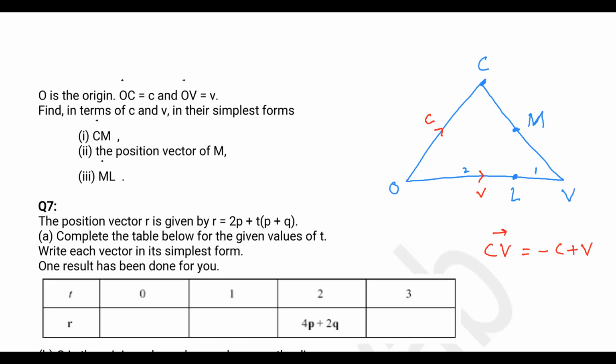Minus C plus V. Once you have calculated CV fully, now you have to calculate CM, and CM is half of that. So it is half of minus C plus V. So minus 1/2C plus 1/2V. Half of minus C plus V, or multiply the half inside, then minus half C plus half V. This is vector CM.